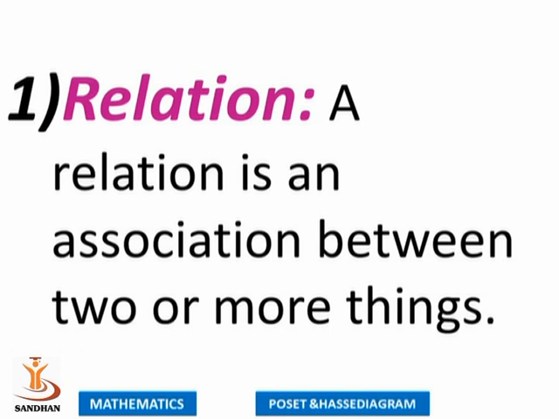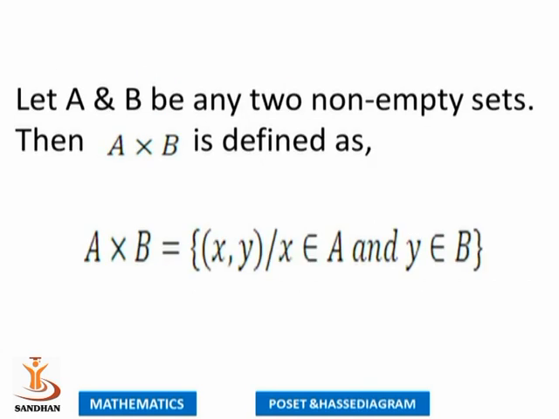A relation is an association between two or more things. Suppose we are given two sets A and B. A cross B, we know, is a cross product. A cross B can be defined as ordered pairs (x, y), where the first element x belongs to the first set A and the second element y belongs to the second set B. So this is our cross product which contains all the ordered pairs.